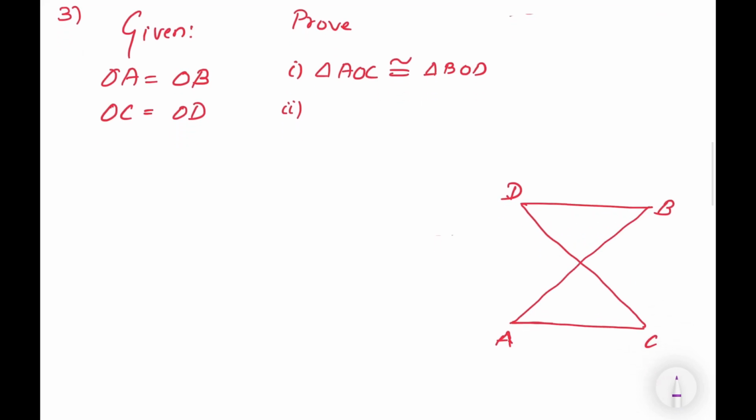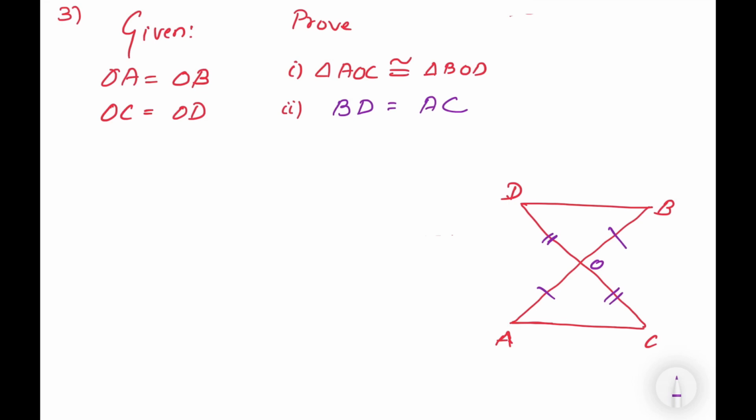Now, in this question it is given OA equal to OB and OC equal to OD. So, here we will draw two lines so that you differentiate it. If you draw a single line, then you will not know which sides are equal. So, to identify that, we will draw one line, two lines, three lines, etc. Now, you have to prove triangle AOC is congruent to triangle BOD. Also, you have to prove BD equal to AC.